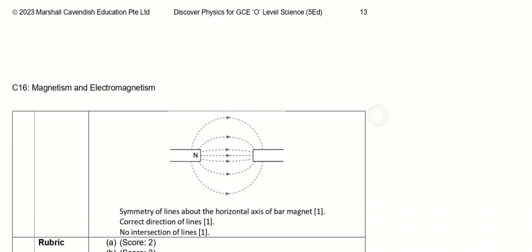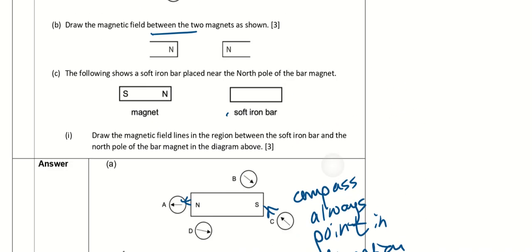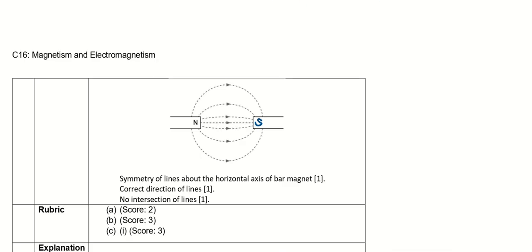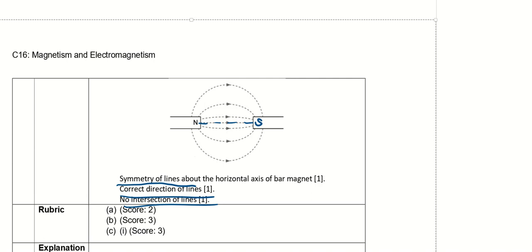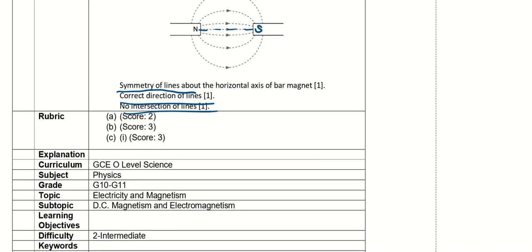Okay, for part C, because this is going to be an induced magnetism, so here will actually be a south, right? Because it's just a normal soft iron bar. Okay, so the magnetic field lines will come out from north and enter the south. And again, take note, there is symmetry of lines. That means you try to make it as symmetrical as possible. Then correct direction of field lines coming out from north and entering south, and there's no intersection of the field lines. Alright, so this is question 6. Okay, after I finish teaching the other part, then we'll do the other questions.